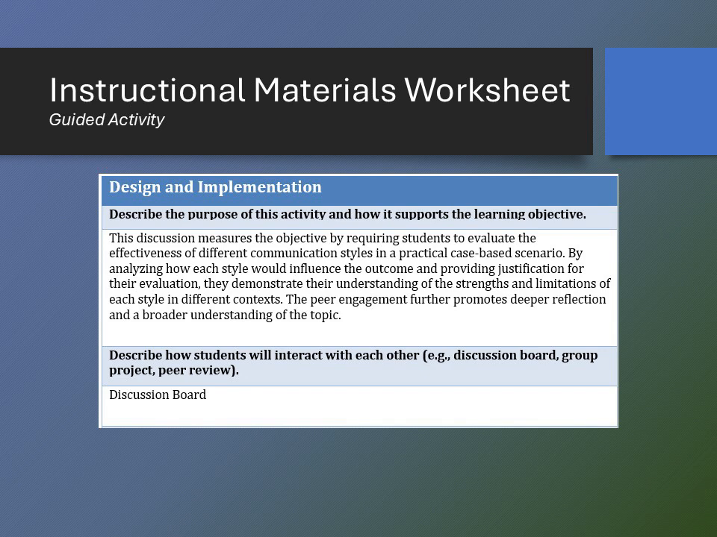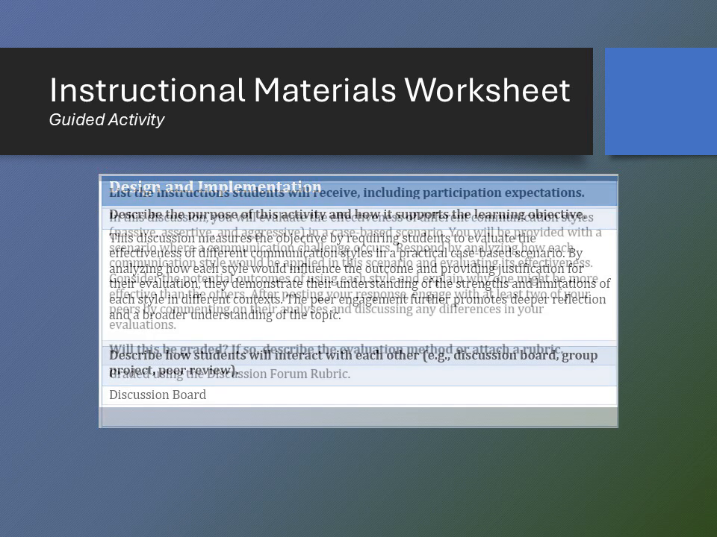Describe how students will interact with each other. Whether it's through a discussion board, group project, or peer review, this section is key for defining the type of collaborative work students will engage in. Collaborative learning builds a sense of community and promotes interaction that enhances both individual and group learning outcomes. Be clear about how the interaction should occur and encourage students to engage thoughtfully with their peers.